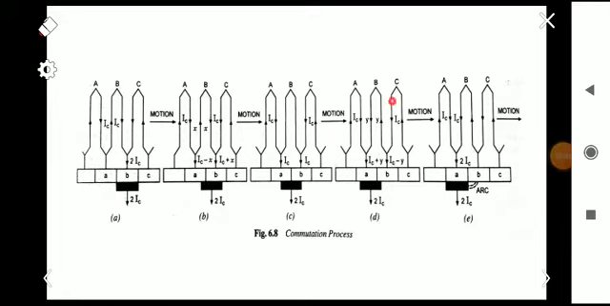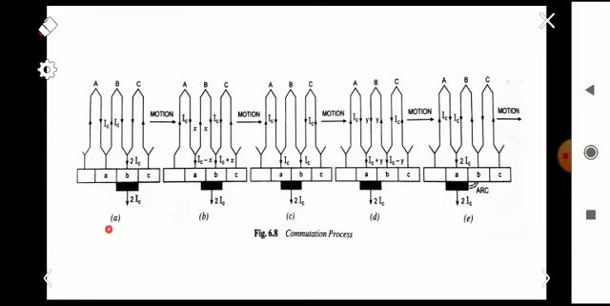Using these 5 figures we can explain the commutation process. If a question comes based on commutation, you have to draw at least these 5 figures, and based on them we can explain the commutation process.